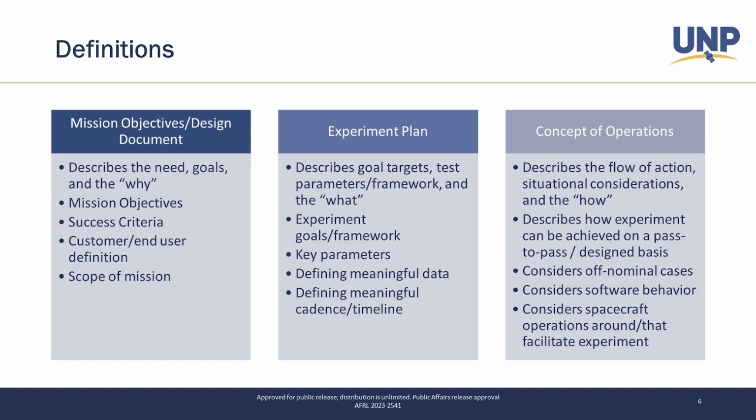The experiment plan is a continuation of that. And instead of the why, it starts to target the what. So you start to describe goals, targets, test parameters, and frameworks, and really the key parameters and key meaningful data that tells you that you've done the experiment well. If we think about the scientific process, you've got your problem statement and your hypothesis, and at the end of the day, everything you do is to prove those things out, right? That's what our experiment plan does. It tells us what we're doing to fulfill our why.